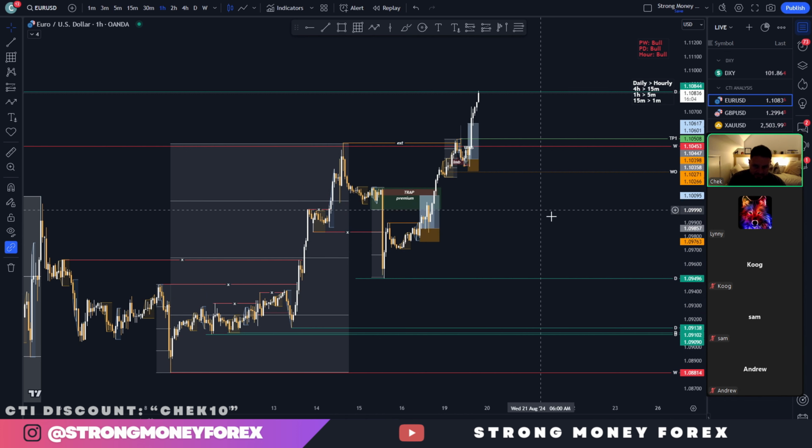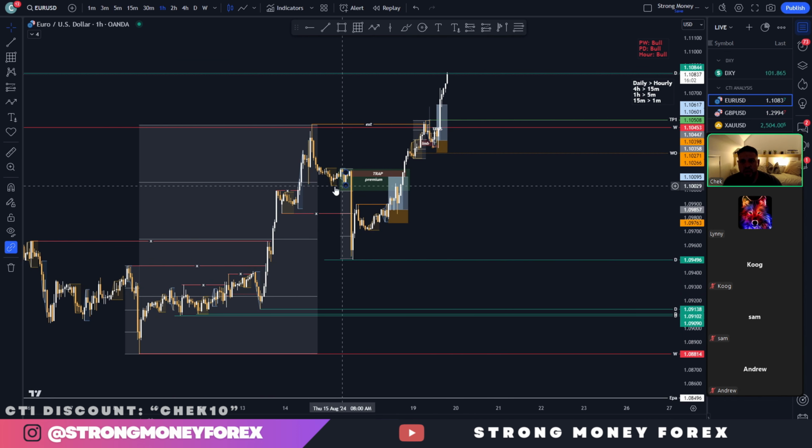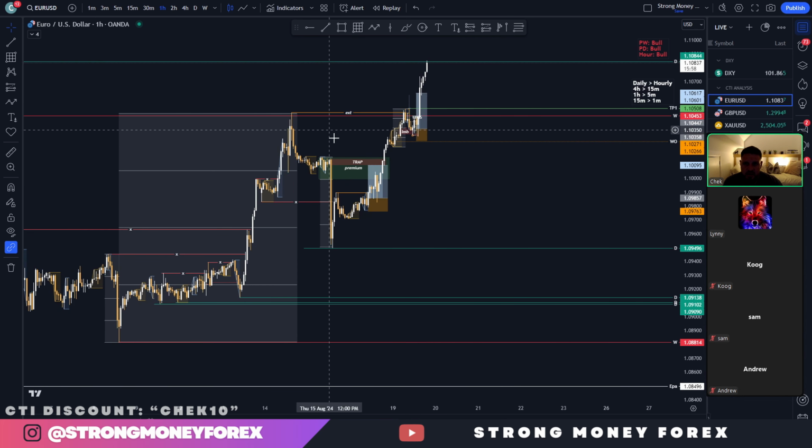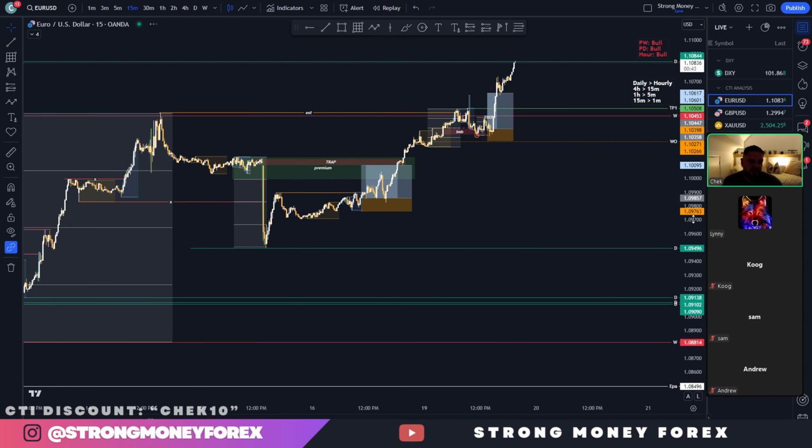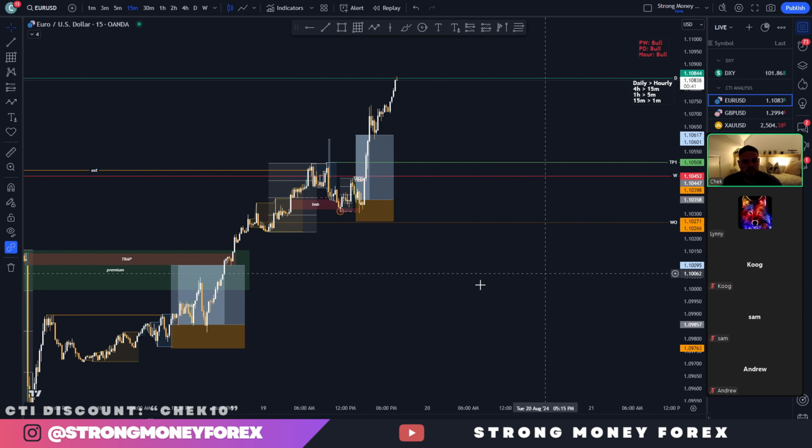So for me, although we are in the premium zone of this hourly range, I'm not fussed on my hourly ranges whether we're in premium or discount. I'll take buys and sells wherever I like, because I've learned over time that it doesn't really matter in the hourly ranges where you are. Price can do whatever it wants to. It's the 15-minute ranges that I'm a little bit more loyal to.